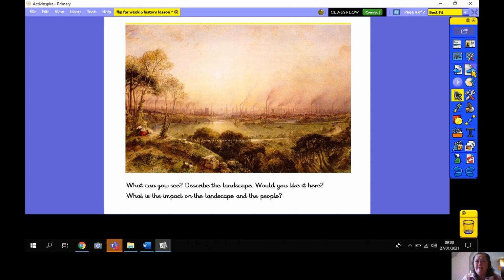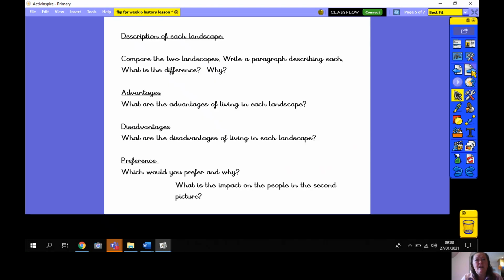So two very different landscapes. I don't know which one you'd prefer. So here is your activity for today. I'd like you to compare the two landscapes. I've given you some ideas. I've talked a bit about it, but I think if you really get into it and take your time, you can think of a lot more things to say than I've just said quickly on here.